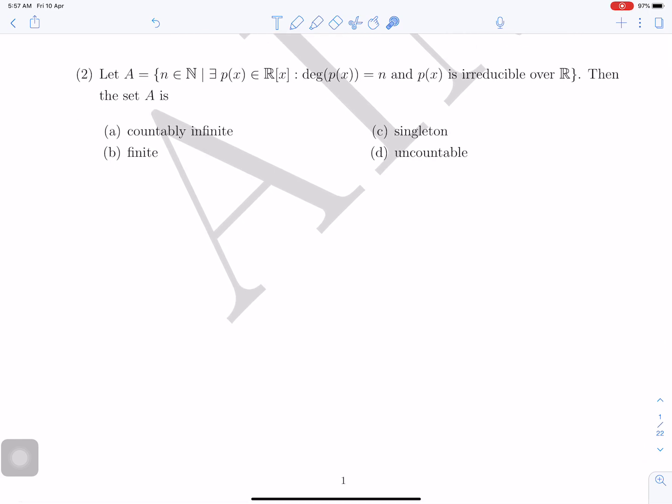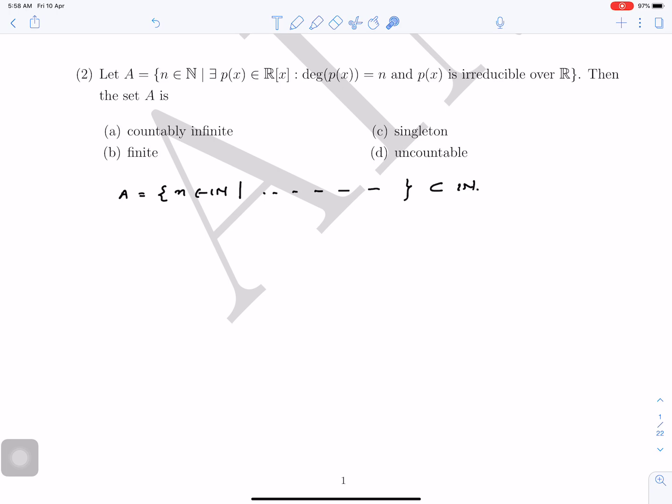So here what is the set exactly? Here A is a set and it contains n belonging to N such that for n there exists a polynomial in R[x] with degree n and it is irreducible over R. So we are collecting in this set A, first of all, it is a subset of N, and n is the degree of a polynomial over R[x] which is irreducible.